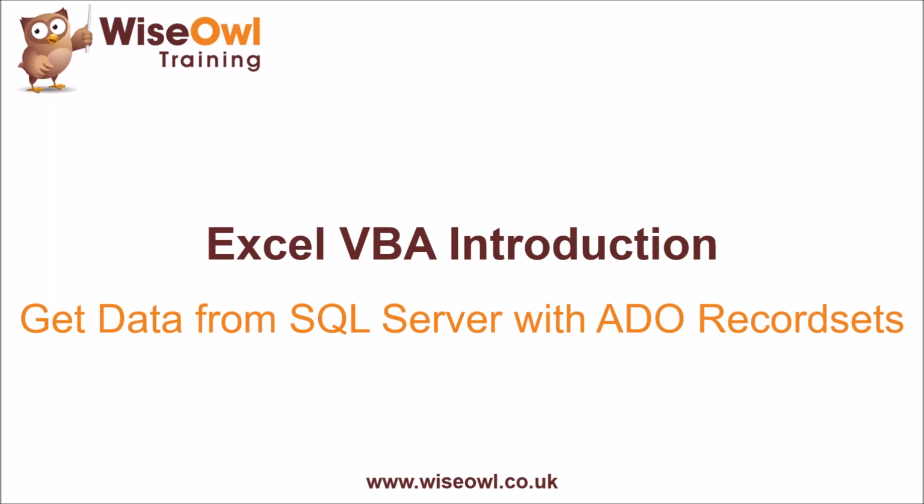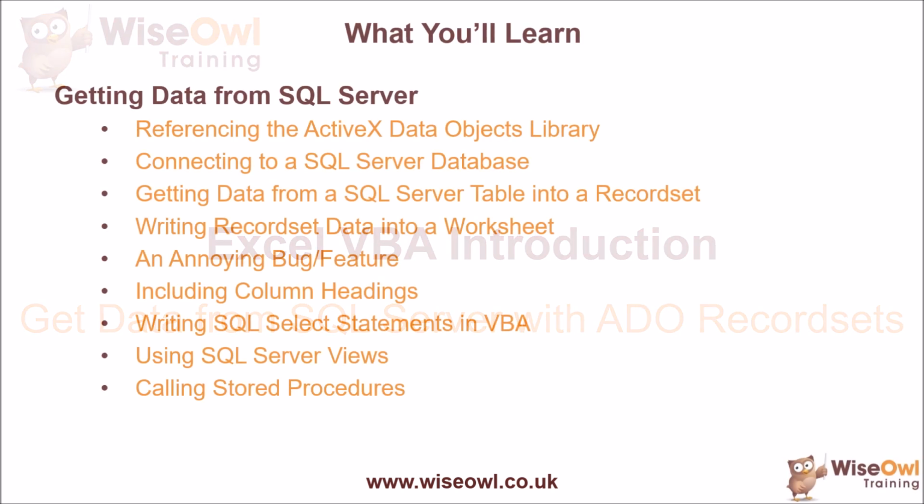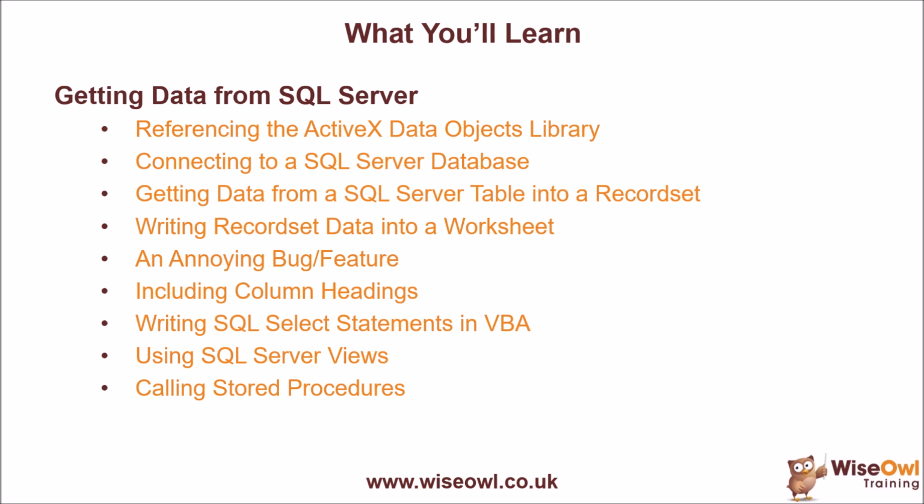In this video we'll look at how to get data from a SQL Server database using ActiveX Data Objects record sets. We'll start with a quick reminder of how to reference the ActiveX Data Objects library, and then we'll use that to connect to a SQL Server database. We'll then get data from a SQL Server table into an ADO record set, and then write the data from the record set into an Excel worksheet.